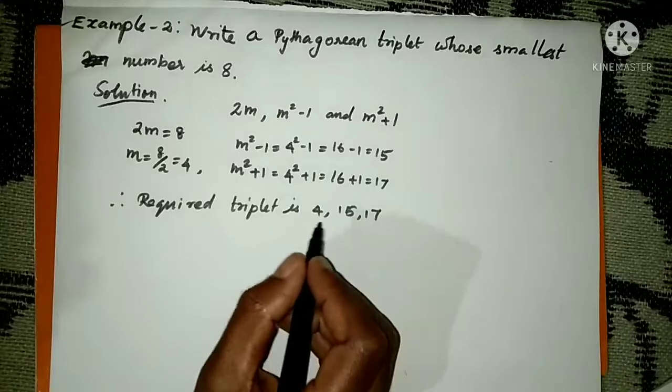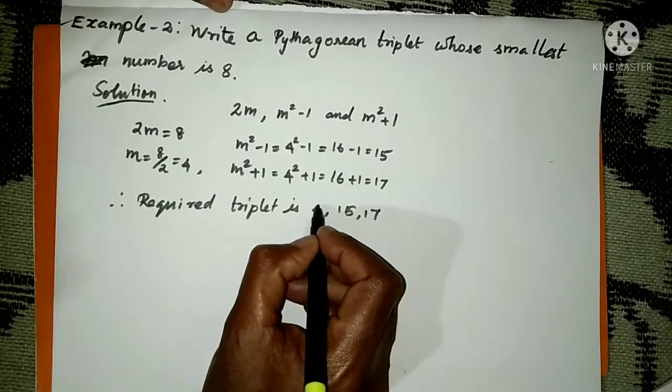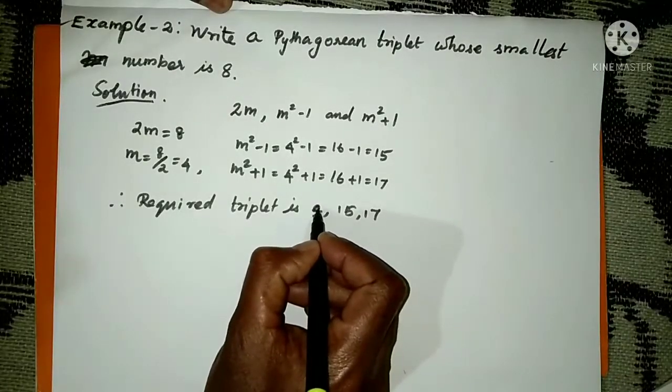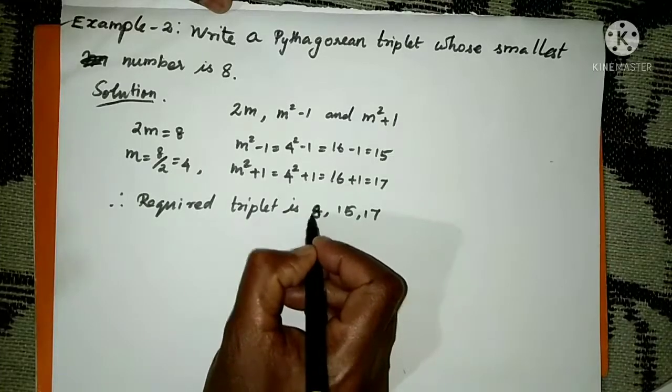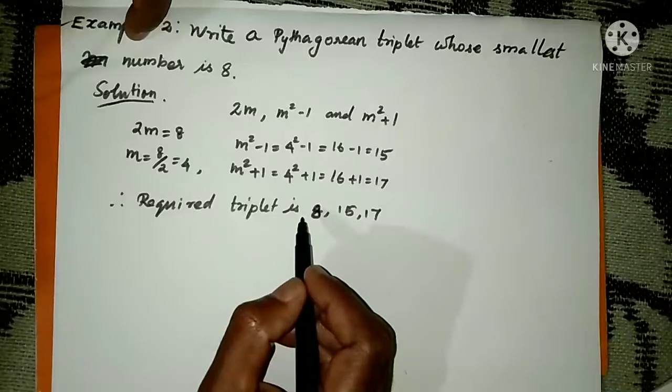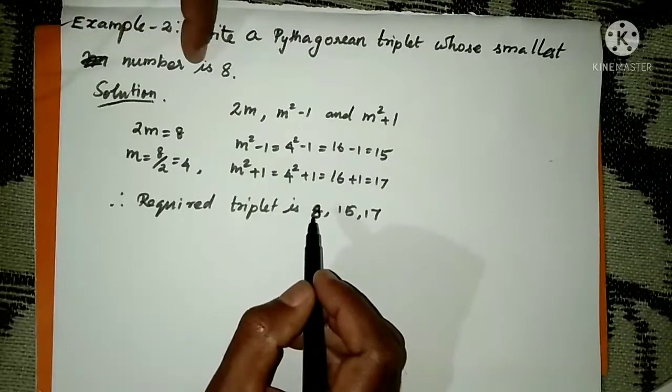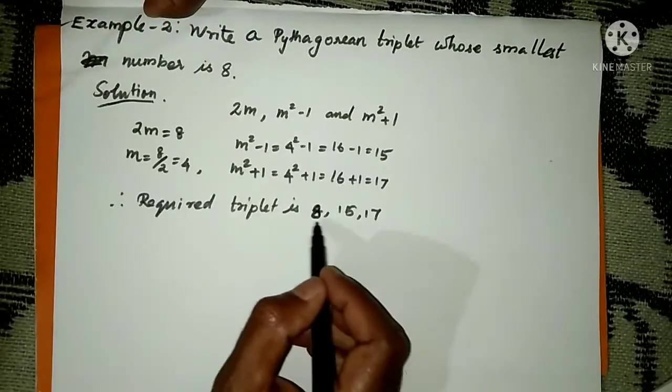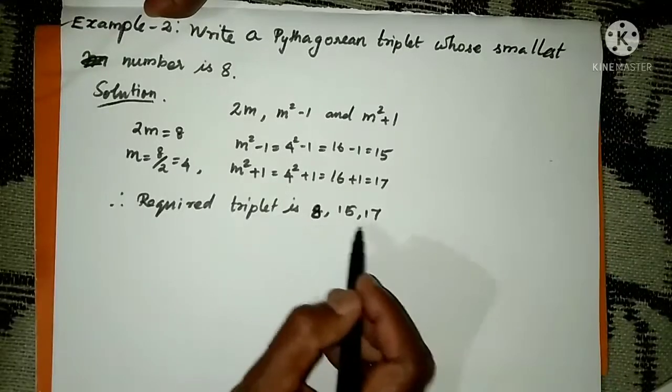Here if you notice this number, you should write as 8. 8 is in the triplet, not a 4. And also it said that whose smallest number is 8. So 8 is the smallest among these three.